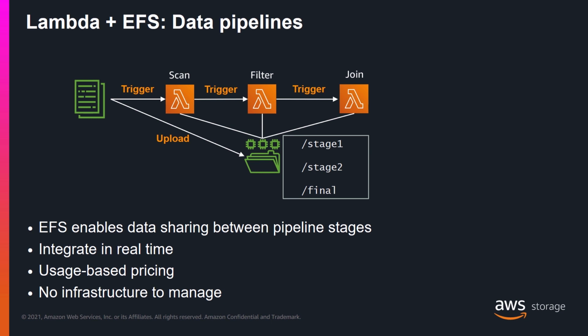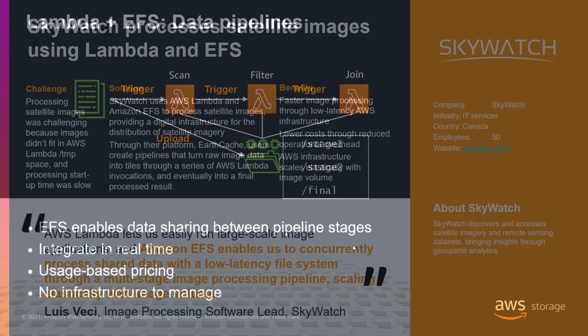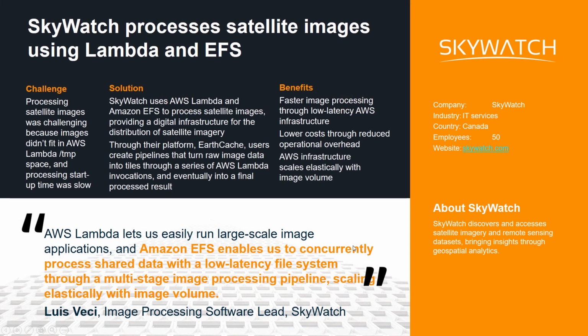So again, a customer that uses this is Skywatch, which processes satellite images using Lambda and EFS. And so what they do is they ingest a large number of satellite images, and they have their own platform where they turn raw image data into tiles through a series of Lambda invocations, and then finally, once those processed images are done, they share it to their own customers, right? So they do a lot of processing with these millions of satellite images, and so they're able to concurrently process this shared data with significantly low latency.